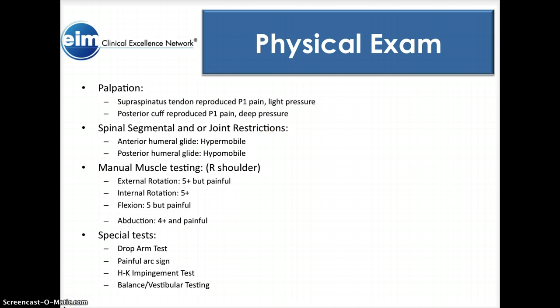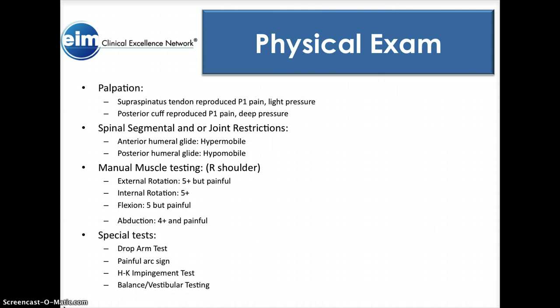And then moving on to the physical examination, palpation of the supraspinatus tendon reproduced P1 pain, and the posterior cuff reproduced P1 pain. Spring testing of the upper thoracic spine revealed some hypomobility. Anterior humeral glide of the glenohumeral joint was hypermobile. Posterior humeral glide was hypomobile. And then some manual muscle testing was done of the right shoulder, and some of these muscles were strong but reproduced the P1 symptoms in the shoulder.